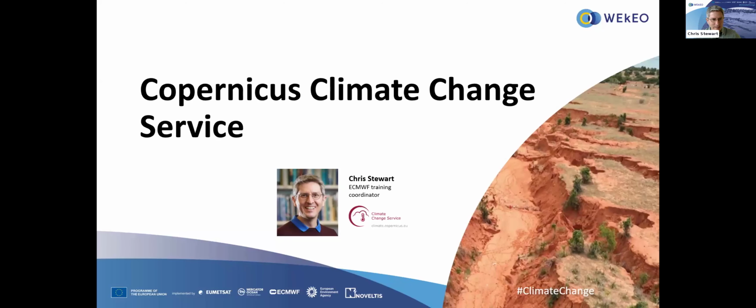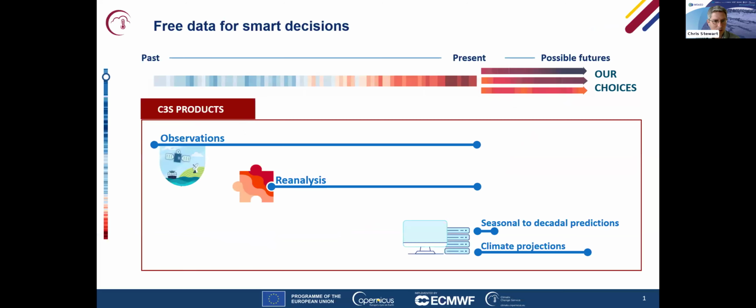Perfect. Okay, great. So the Copernicus Climate Change Service is one of the 6 Copernicus services. And the purpose is to provide authoritative information on the past, present, and future climate to support mitigation and adaptation by policymakers, also private businesses, and anyone, basically. So the data is completely free. The products and the tools, all completely free.